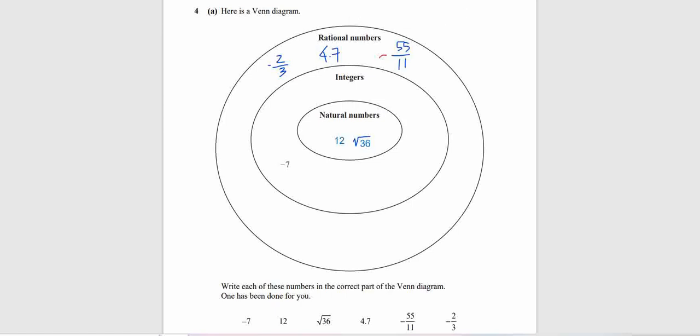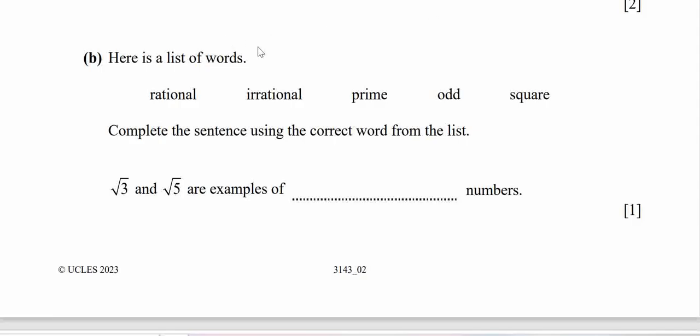Let's move on to the next question. Now we are in question B. Here's a list of words: rational, irrational, prime, odd, square. Complete the sentence using the correct word from the list. Square root of 3 and 5 are examples of blank numbers. 10 seconds.